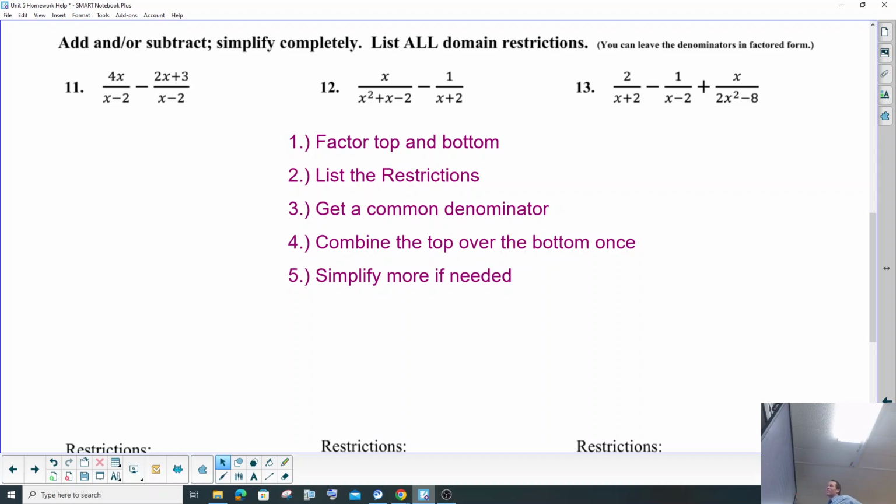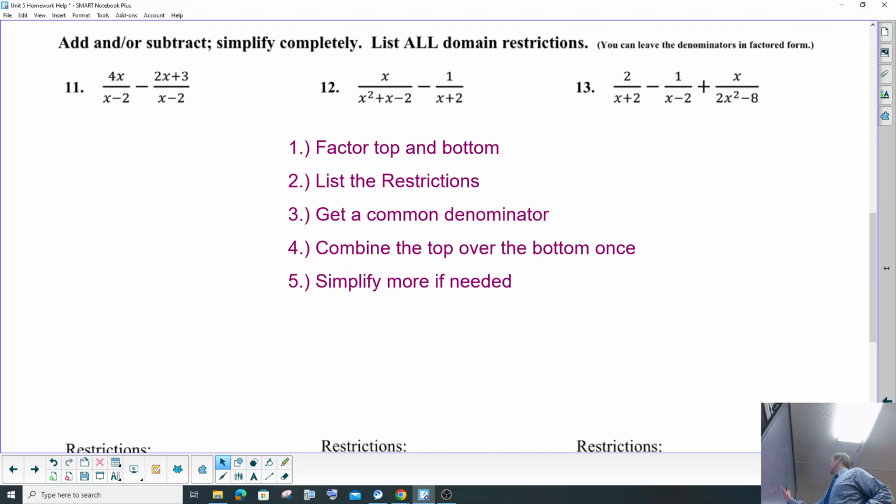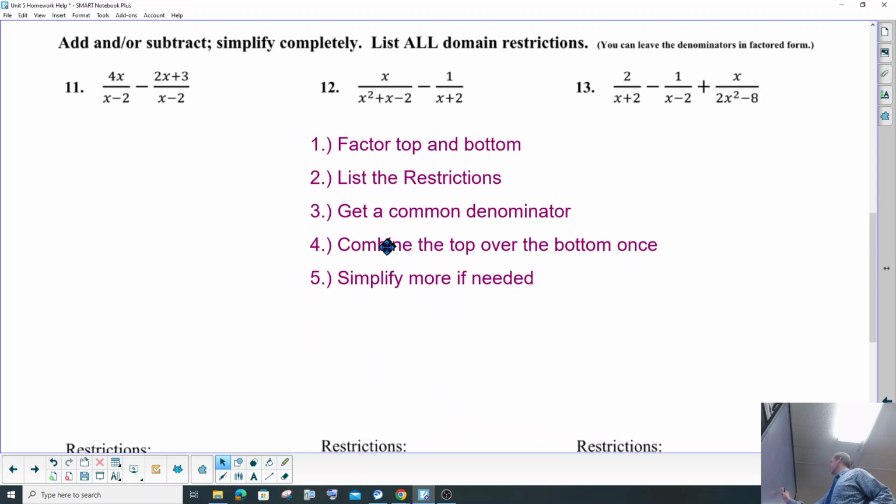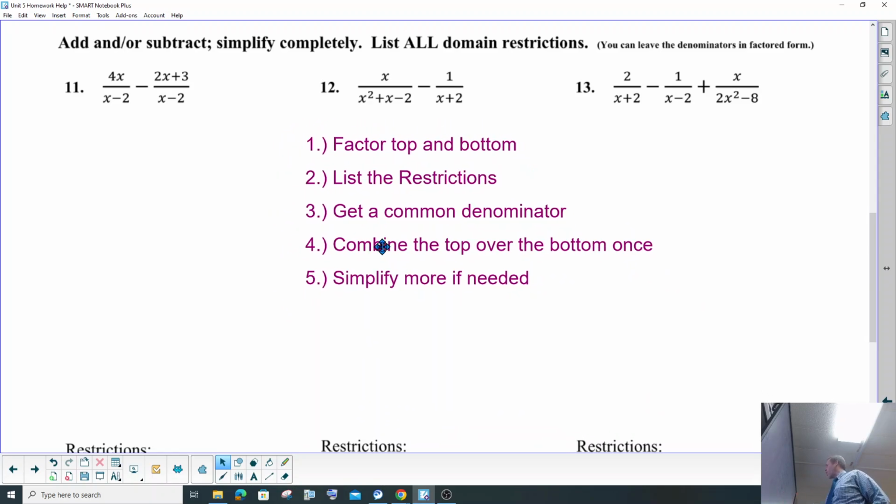Make them healthy. So we just learned about multiplying and dividing rationals, and now we're doing adding and subtracting. Number one, factor the top and bottom. Number two, list the restrictions. Number three, get a common denominator. Number four, combine the top over the bottom once. And number five, simplify more if needed. Cancel stuff out if you can. Not usually, but sometimes.